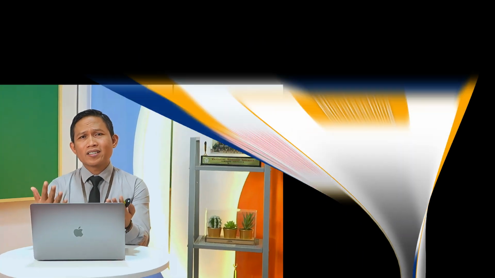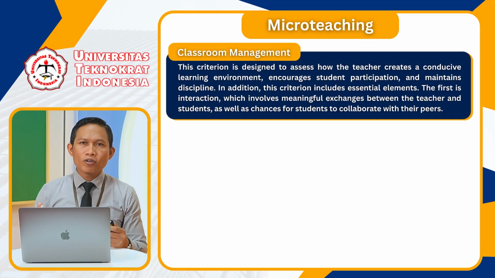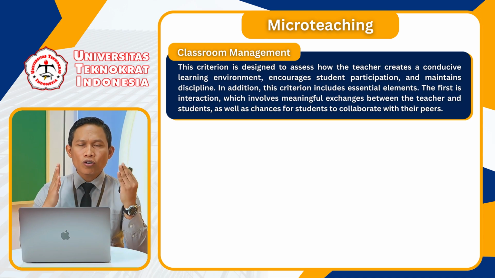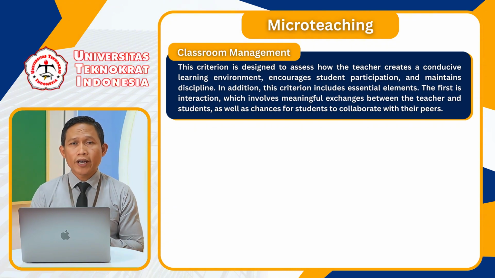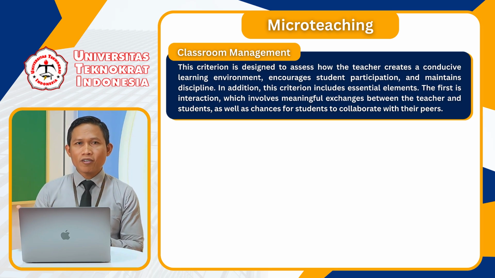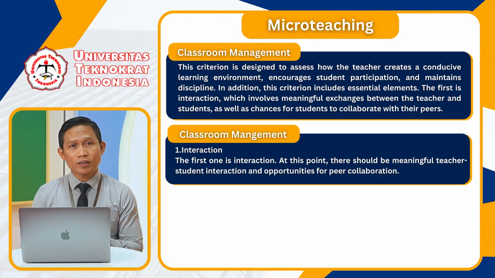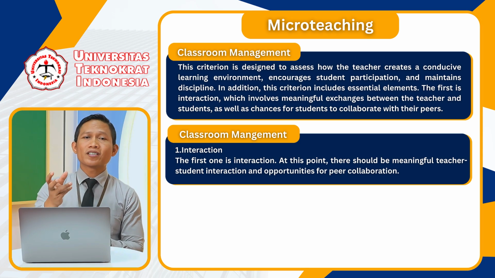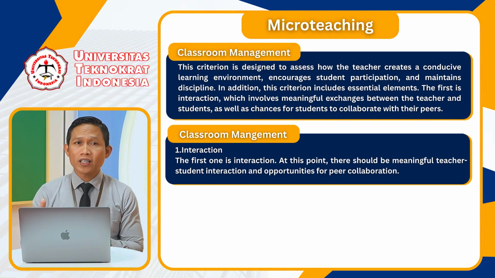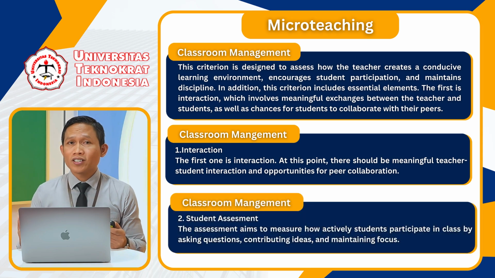This criterion is designed to assess how the teacher creates a conducive learning environment, encourages student participation, and maintains discipline. Furthermore, this criterion has key elements, just like the previous criteria. The first one is interaction. At this point, there should be meaningful teacher-student interaction and opportunities for peer collaboration. The second one is students' engagement.